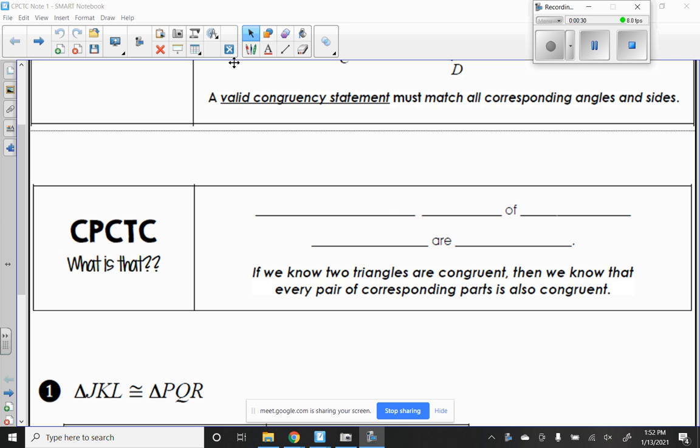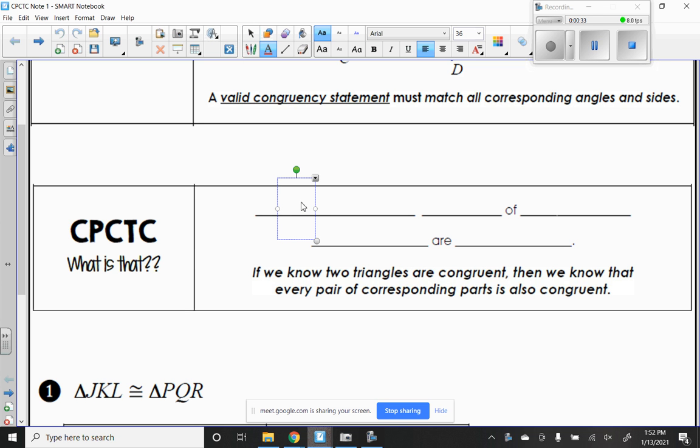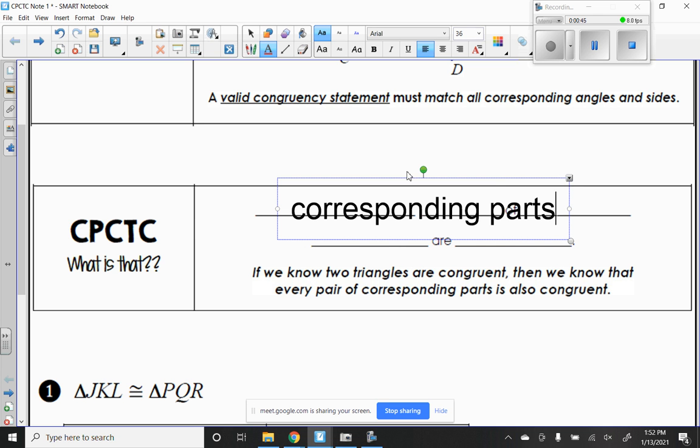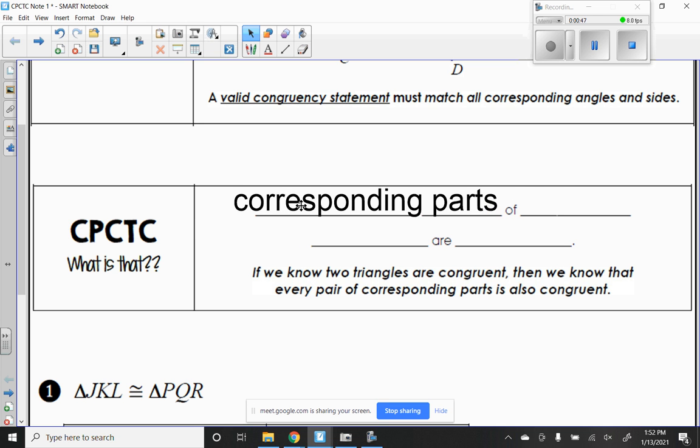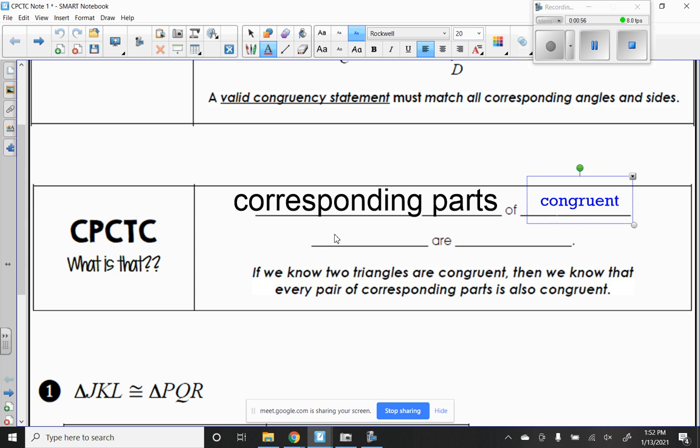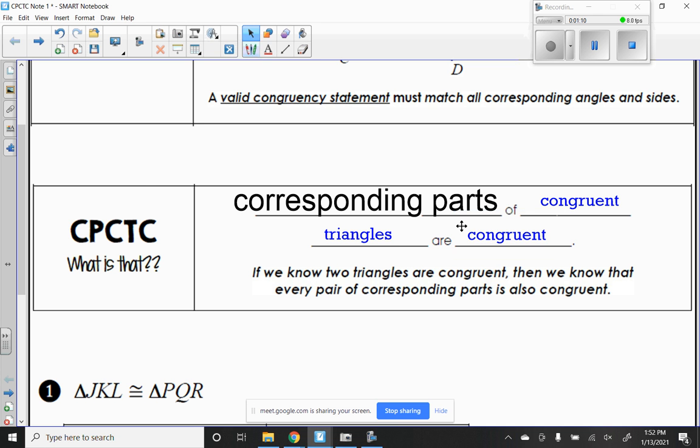Don't worry about what CPCTC means. If you want to know, it means corresponding parts of congruent triangles are congruent. I've already started it, so I might as well finish it. You don't have to memorize that. That's not going to be on the test. Just in case you wanted to have it.